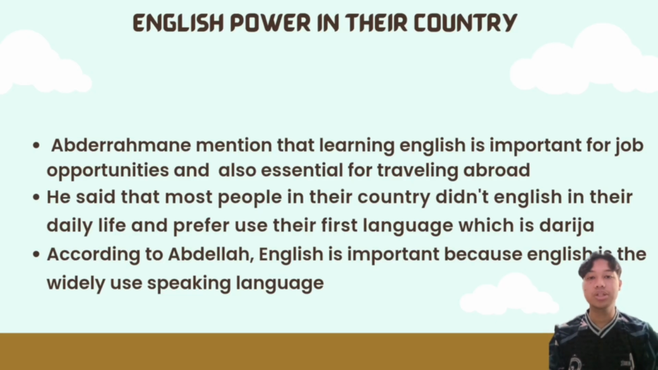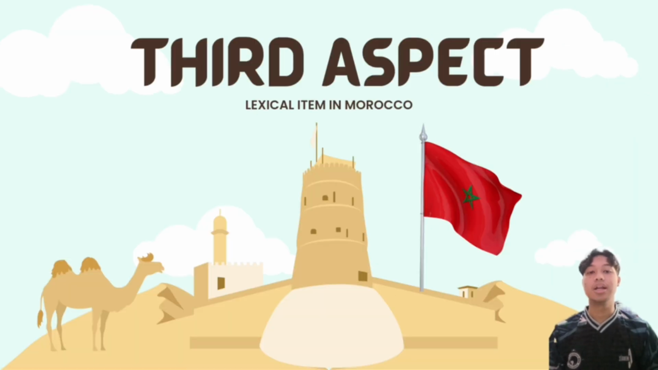Lastly, according to Mr. Abdulrahman, English is important because it is widely spoken worldwide. This means that learning English provides Moroccans with better access to global opportunities in education, business, and travel. Next, for the lexical features, we want to discover whether the act of code switching in Morocco exists or not. So to confirm this, we will start with the first question of this aspect.